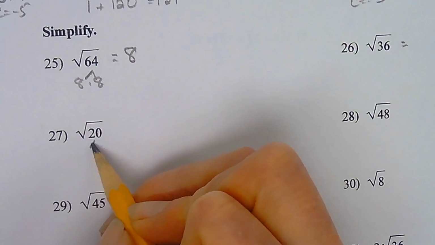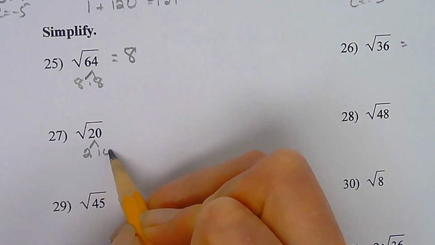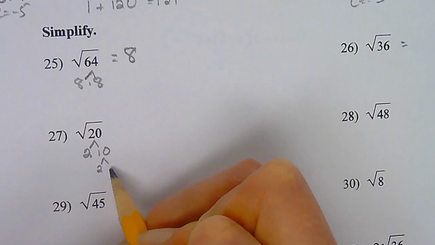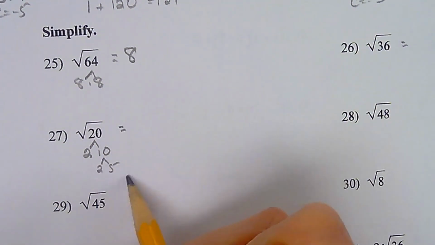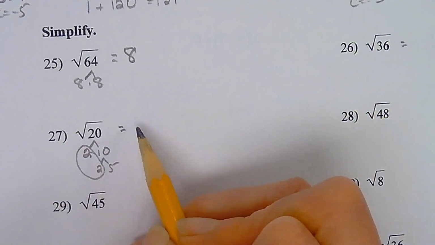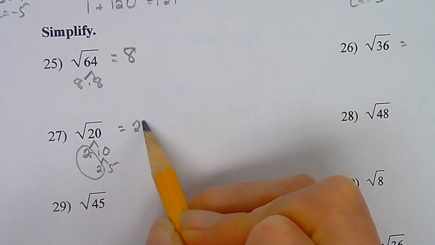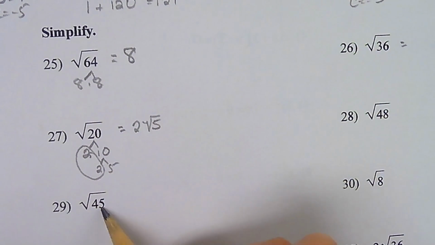The square root of 20, I can break that down. It's not a perfect square, so I'll break it down into 2 times 10, and then this can be 2 times 5. Those are the prime factors. It can't be broken down any further. I have a pair of 2's. I'll take that out, and what's left inside is the square root of 5. Number 29.